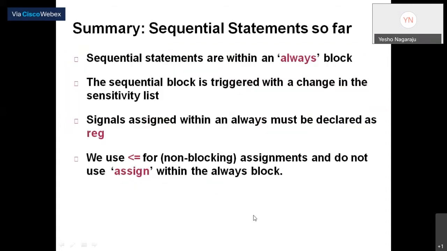Now let us summarize. All the sequential statements are embedded in an always block. The sequential block is triggered with a change in the sensitivity list. We know this. The signals that we are assigning in the always block must be declared as registers. And if you want to infer memory elements, that means flip-flops and latches, you need to use non-blocking assignment. You will not find a continuous assignment statement inside an always block. So where do we find continuous assignments? Assign statements are outside the always block, never inside it. Please remember this.